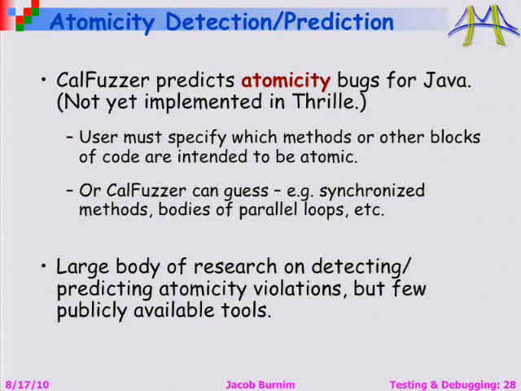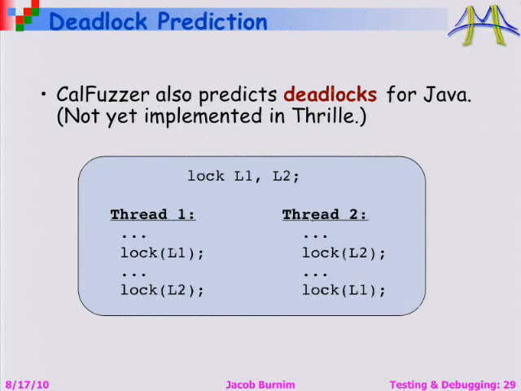And our tool CalFuzzer can predict atomicity bugs for Java. There's actually a large body of research on detecting and predicting atomicity violations, but I'm not aware of any other publicly available tools. And again, we can also predict deadlocks for Java. Cases where, say here, thread 1 acquires lock L1 first, thread 2 acquires lock L2 first, and then they each go to acquire the other lock and the program will hang.